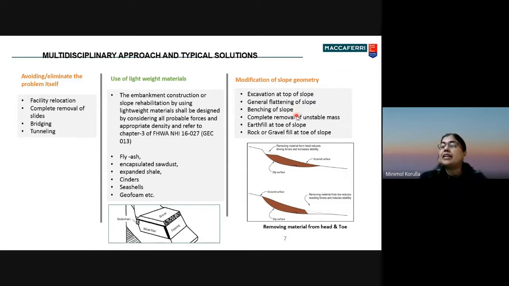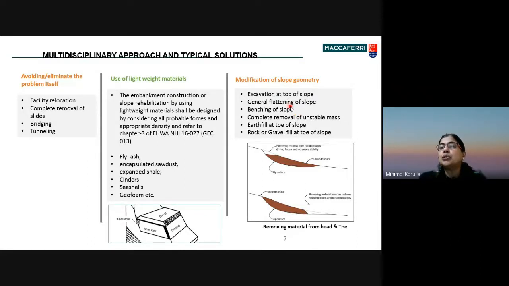Then complete removal of unstable mass. Sometimes in a slope, a rock slope, there may be some part that is unstable, so we can remove that. Earth fill at the top of the slope is again another method. Then rock or gravel fill at the top of the slope is again another way of strengthening.